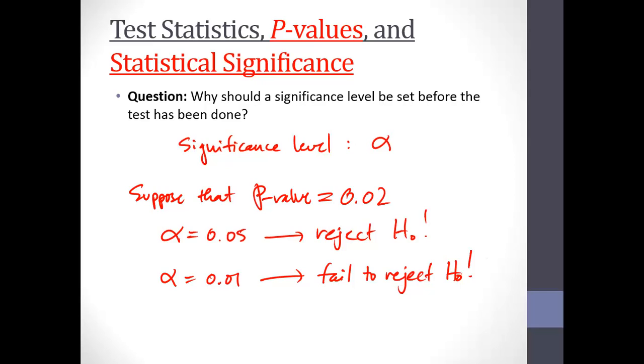So if I do all my calculations, see what my p-value is, and then set my significance level, I can get whatever decision I want, if the p-value is pretty small anyway. So it's always important, before you go into the calculations, to think about what a good significance level is. Usually 0.05 is the way to go, but it's very important to set alpha before you do the test.